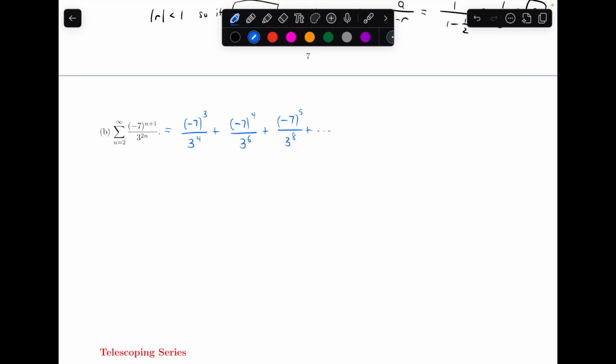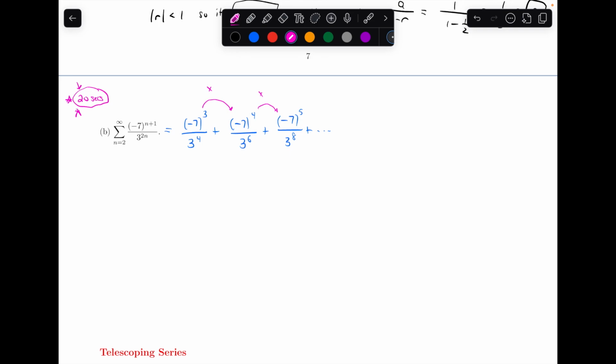And the first thing I want to ask about this is, is this geometric? Is there some common ratio I multiply each term by to get the next term? So I want you to give the video a quick pause for maybe 20 to 30 seconds and see if you can determine, is it geometric or not? Is there a common ratio? Okay, so hopefully you paused it to think about that.